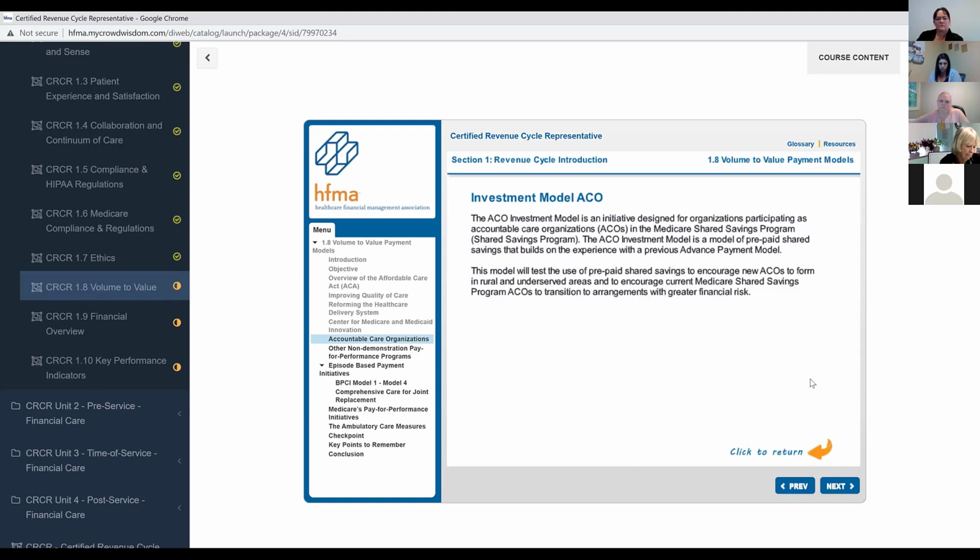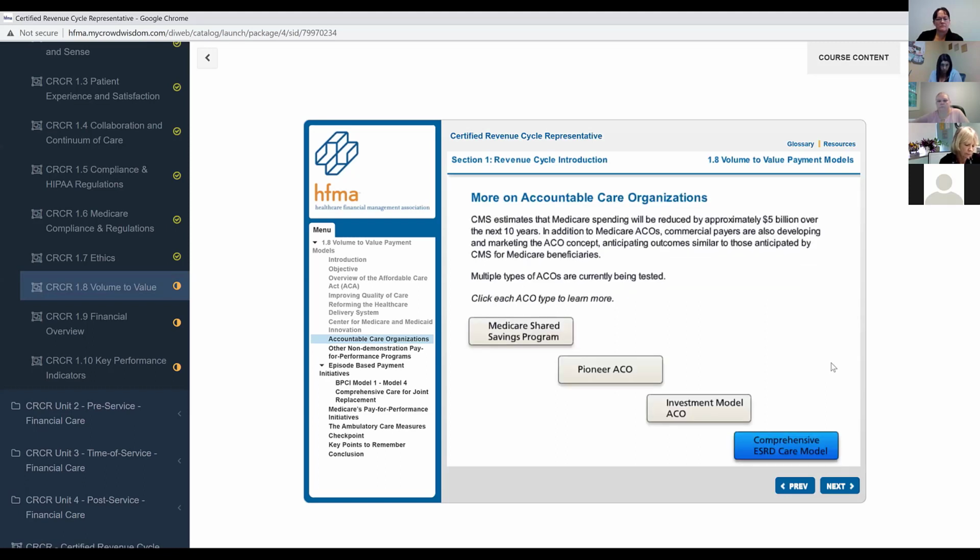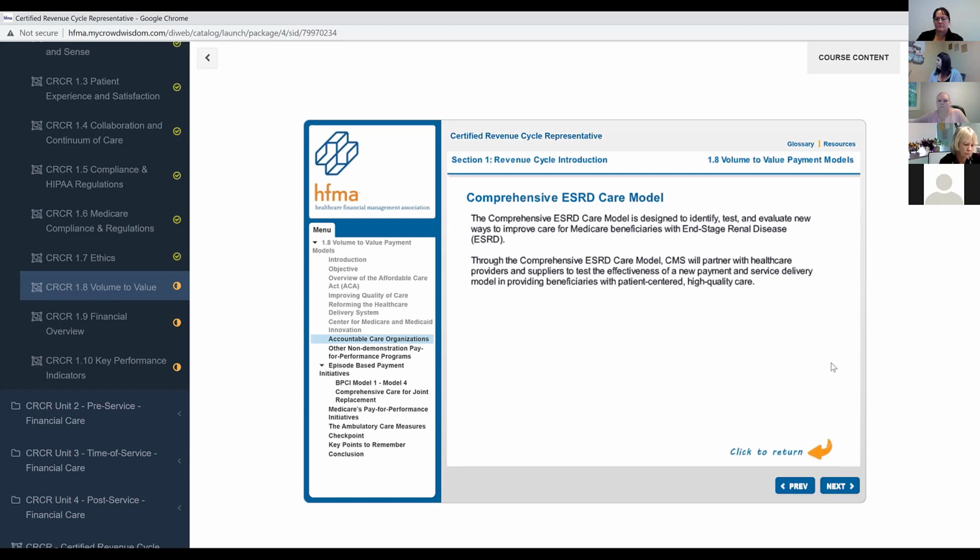And the last model is designed around the care for those beneficiaries that are in an end-stage renal disease population.